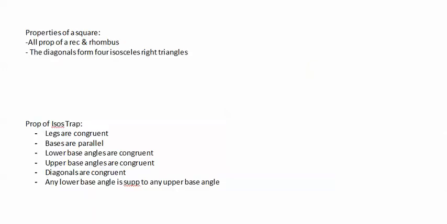So let's look at what some of the properties of an isosceles trapezoid are. The first thing is that the legs are congruent. We also know that the bases are parallel. We know that the lower base angles are congruent, as well as the upper base angles, and the diagonals will always be congruent. And any lower base angle will be supplementary to any upper base angle. So let's go back and look at the diagram to see which one of these might help us in proving ARS is isosceles.